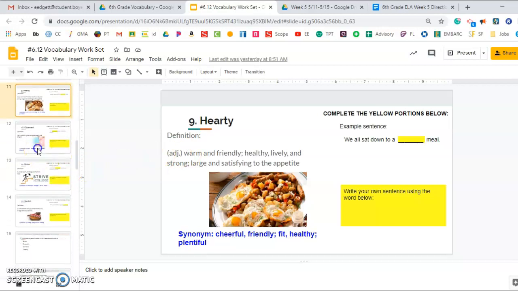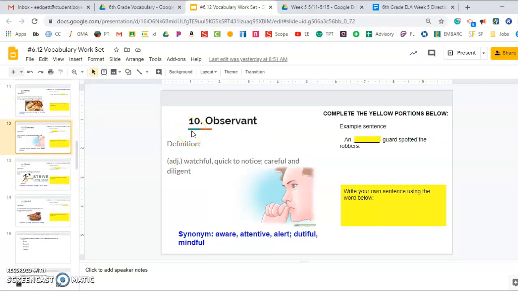All right, 3 more. Number 10, observant. Observant is an adjective, so you describe someone or something with this word. It means you're watchful, you're quick to notice, you're careful, and you're diligent. Some synonyms are aware, attentive, alert. So when you're observant, you're watching and you take notice. An observant guard spotted the robbers. My dog is observant of every squirrel that crosses into my yard.